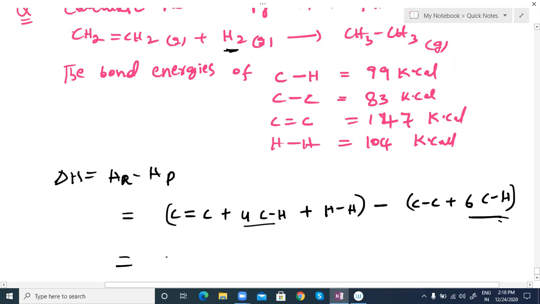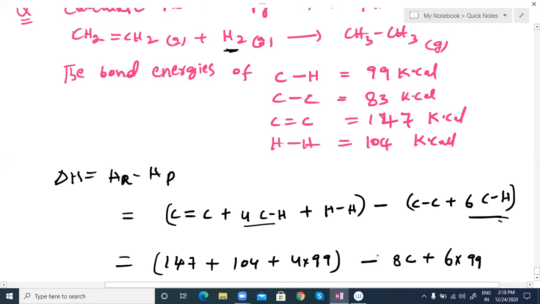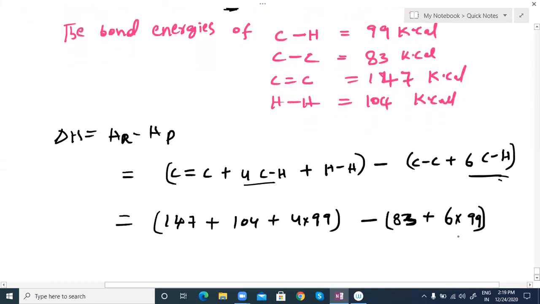C double bond C value, how much? 147. Is it correct? Plus H-H is 104. If you want to write it properly, 4 into, sorry, C-H bonds, how much? 99, no? 4 into 99. This is minus C-C bond 83 plus 6 into 99. So net value only. What is the C-C bond energy? 83 only, no? 83. Calculate. That's your answer.